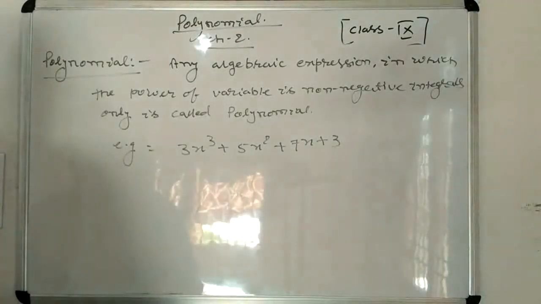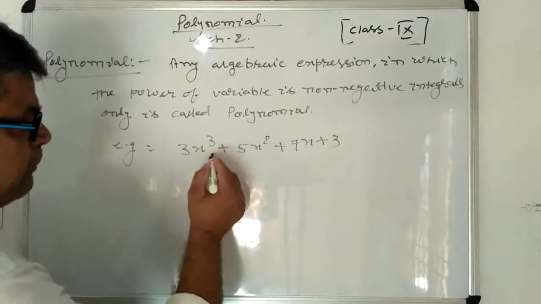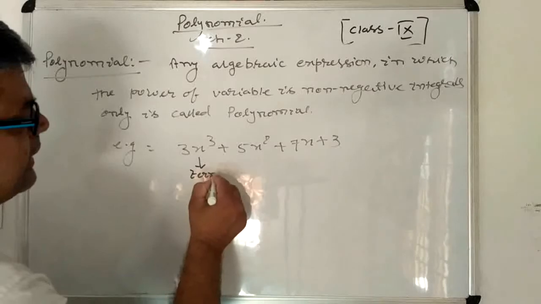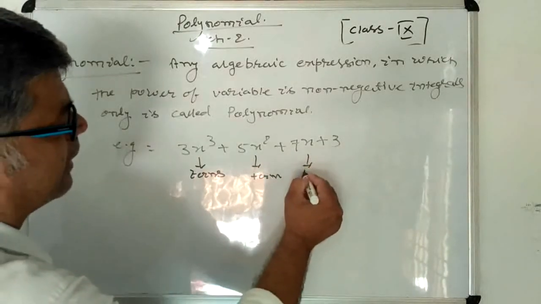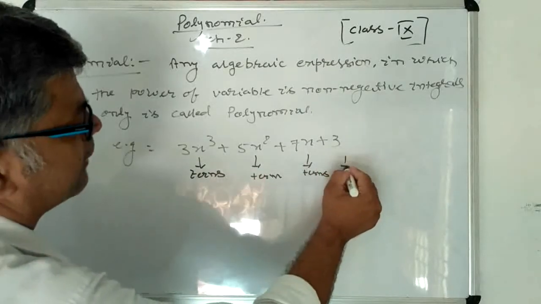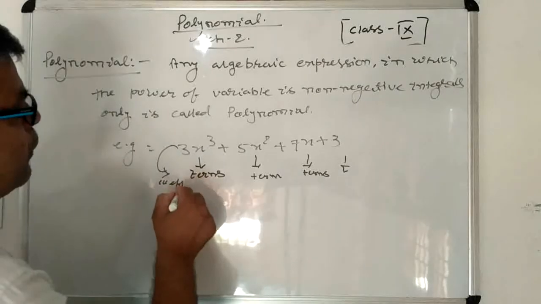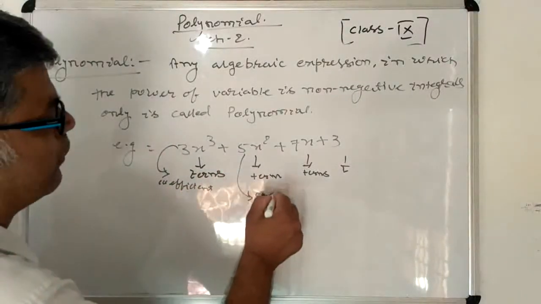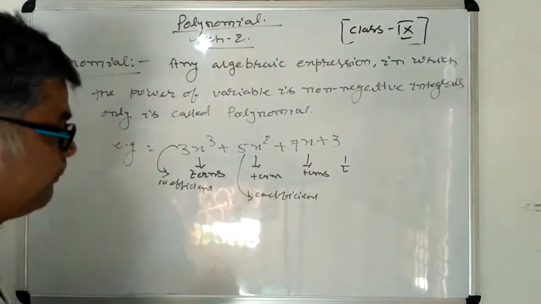Now there are different types of polynomial. Each of the terms of the polynomial is separated by a plus sign. This is a term, this is a term, one term, this is a term. Terms are separated by plus and minus. And this is the coefficient. This is called the coefficient of x cube. This is called the coefficient of x square, by which it is multiplied.